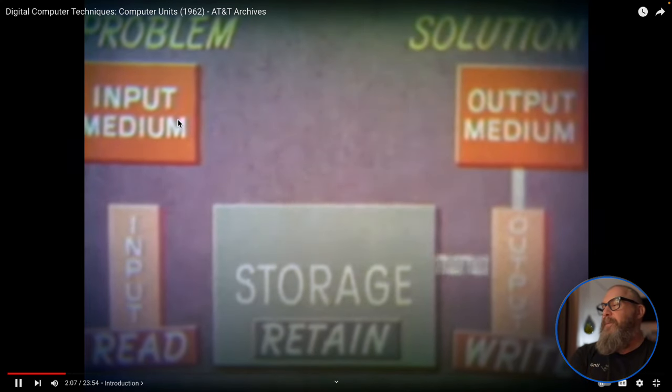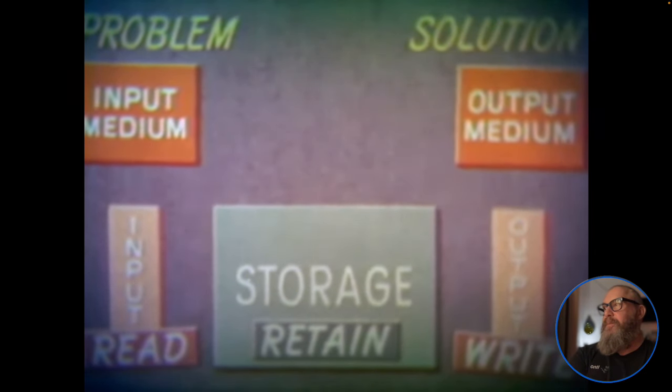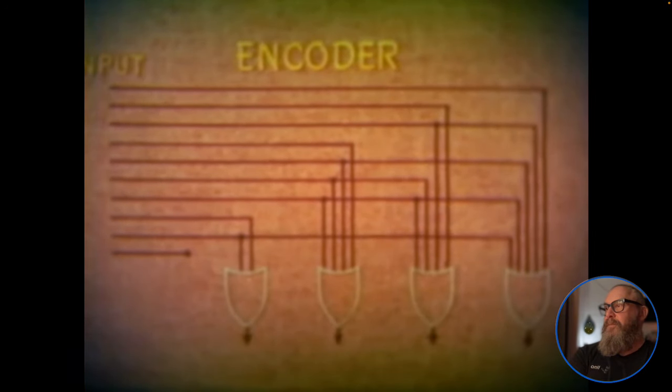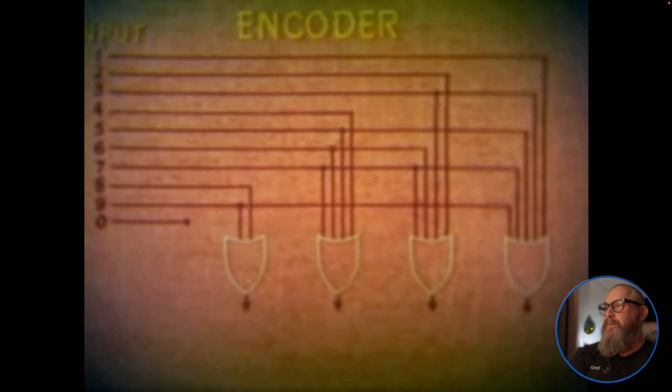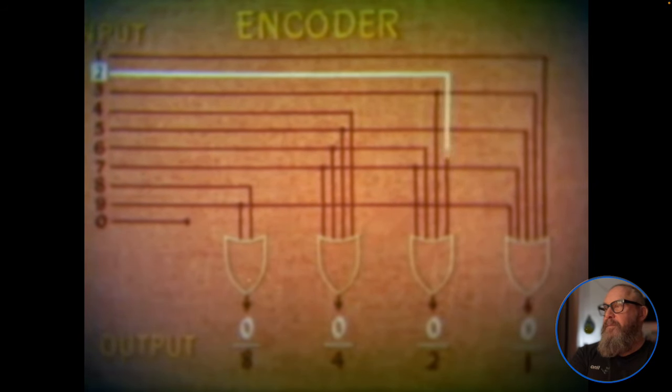Cards, tape, or printed paper. When the computer input reads the input medium information, the decimal numbers and other data are encoded into binary digits. One type of encoder is a rather simple circuit of four OR gates, with the input designed to receive the decimal numerals, one at a time. Each is converted to a 4-bit binary combination, which can be stored. Two, for example, is encoded as 0010.